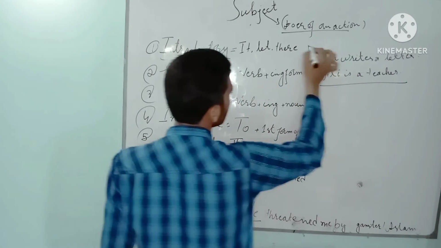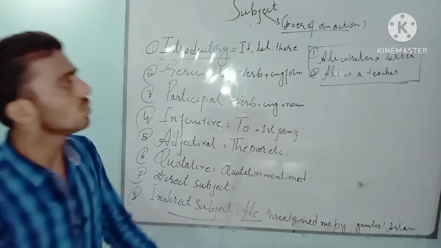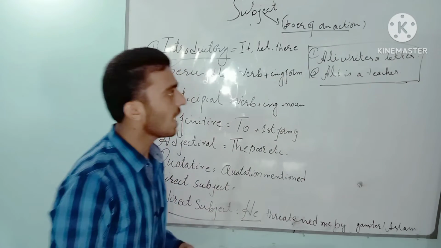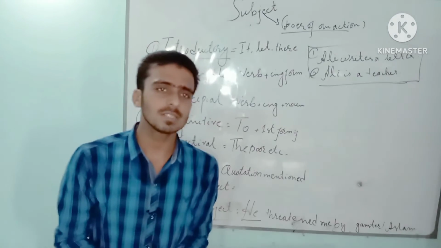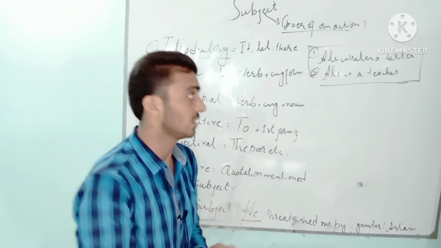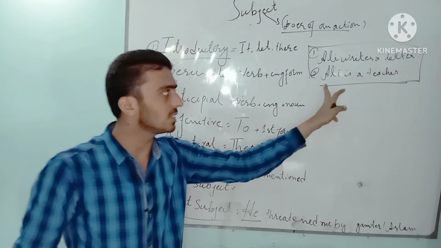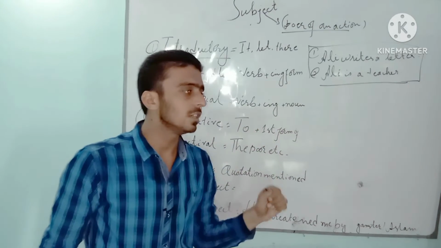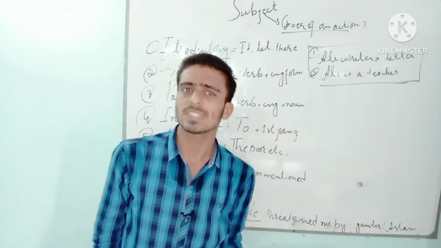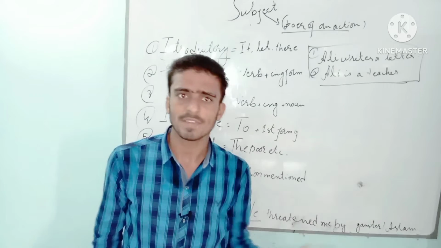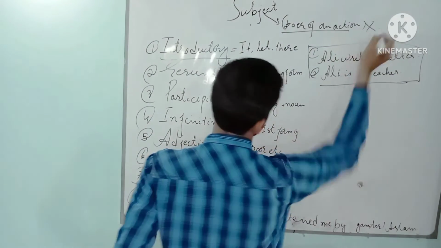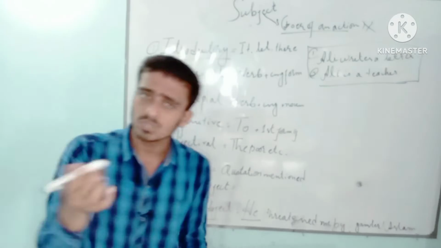When you consider these two sentences, you will see that they are formed differently. In the first sentence, Ali writes a letter, Ali is doing the action of writing. It means here Ali is the doer of an action. But in the second sentence, Ali is a teacher, Ali is not doing any type of action. So how can we say that the subject is always the doer of an action? From this point of view, the subject is not always the doer of an action.